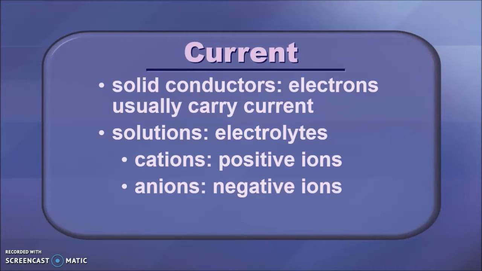Now, when we have solid conductors, like metals, electrons are usually carrying the current. But if we have aqueous or liquid solutions, we have things called electrolytes inside of these solutions. Electrolytes are materials that are able to conduct electricity when they are dissolved. They separate into positive ions, called cations, or negative ions, called anions. Good for us, we defined those things.